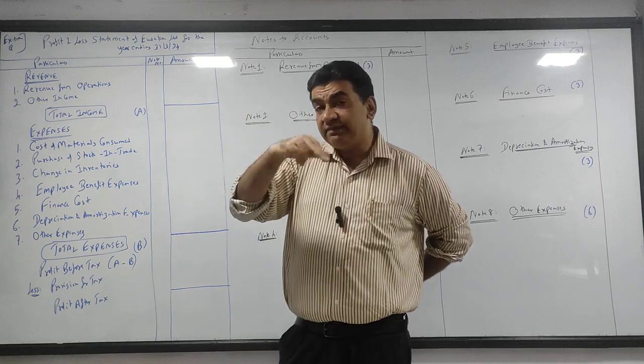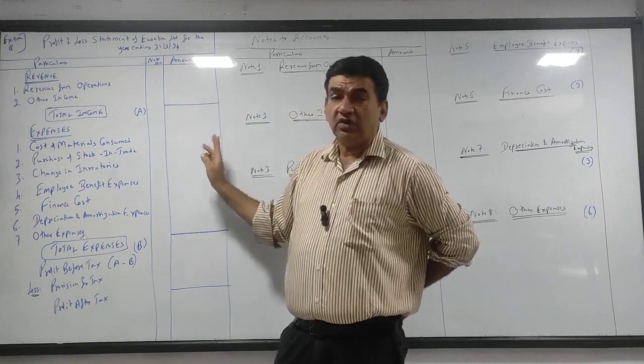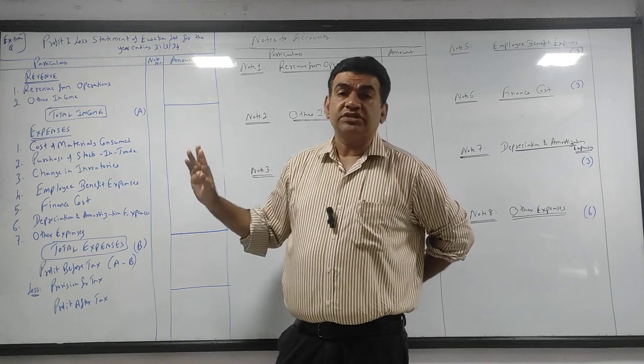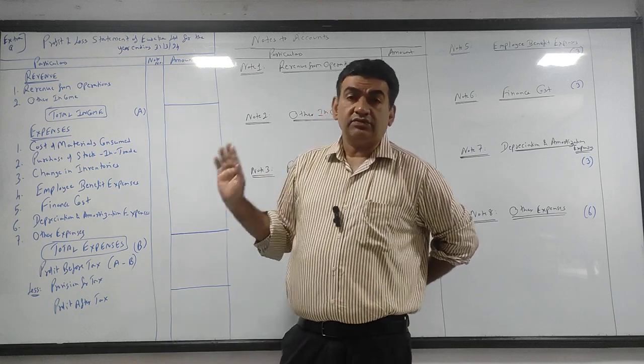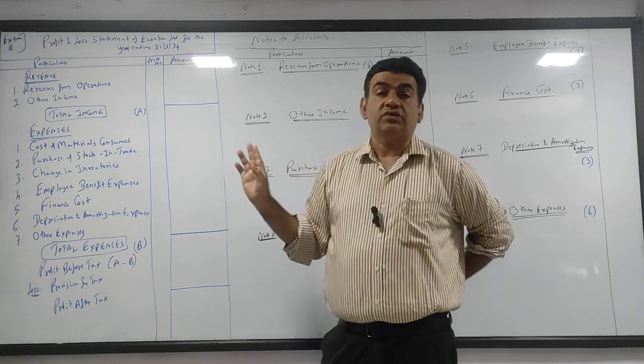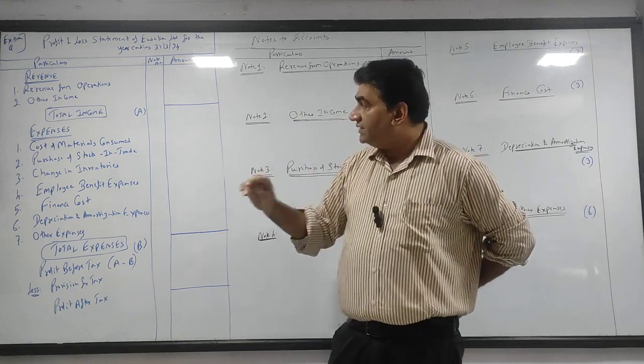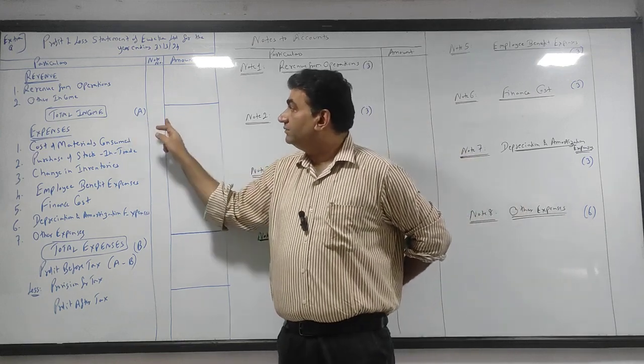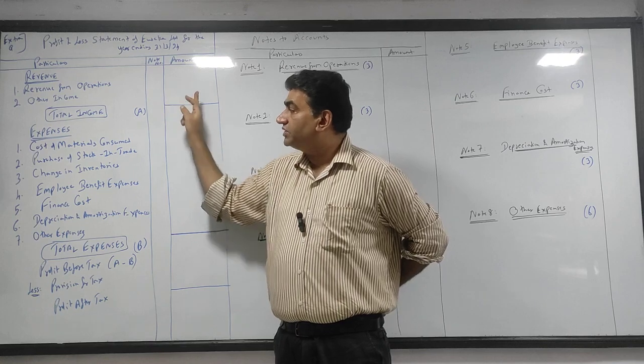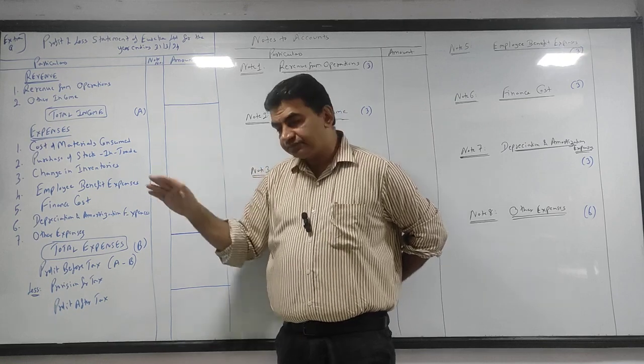Now balance sheet may be made in two columns. Here there is only one column, and the note number concept is the same. In the entire final accounts chapter, the note number concept is the same. Clear guys? So total income A will be revenue from operations and other income.